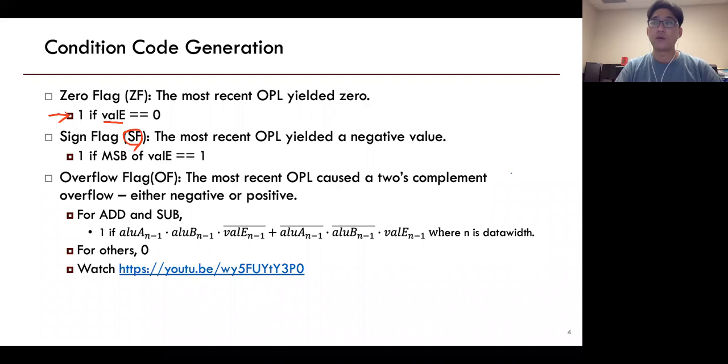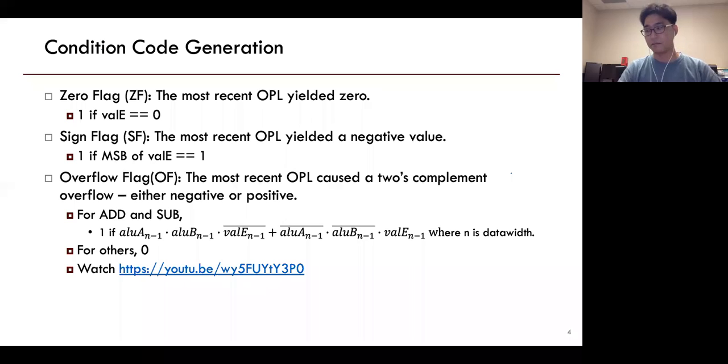And the sign flag is set if the most recent OPL instruction computed a negative value. Then how do we know if the value is negative? We can look at the most significant bit of value E. Again, it is set if the MSB of value E equals 1. It is quite straightforward, but overflow is a little challenging.